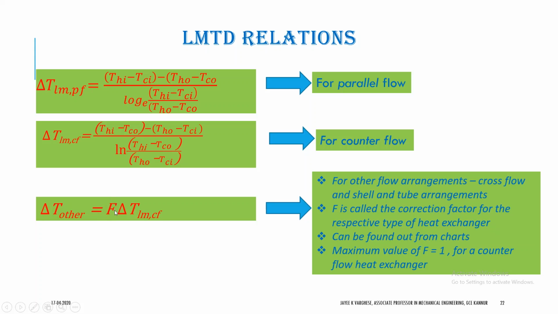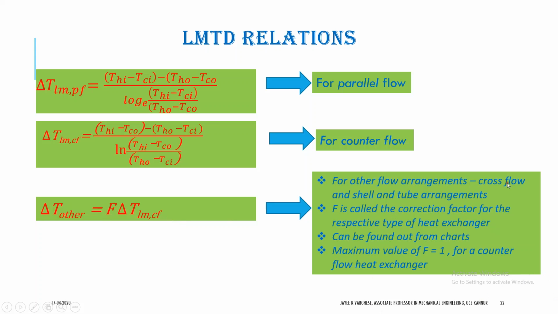If we are using any heat exchanger other than parallel flow and counterflow, delta T is equal to a correction factor multiplied by delta T, assuming it is a counterflow. So first we calculate the LMTD for counterflow using the counterflow equation and multiply by a correction factor. This correction factor should be obtained from charts available in the data book.